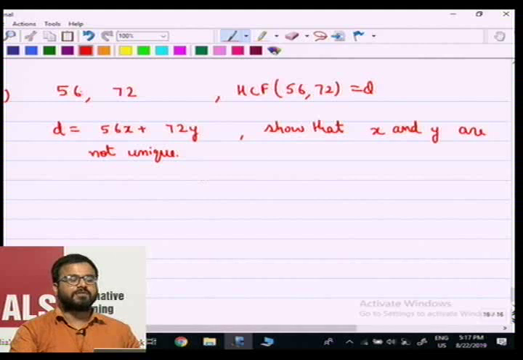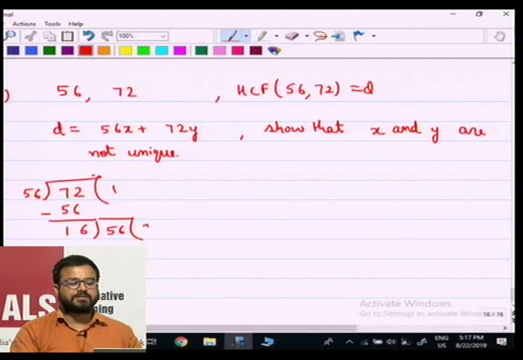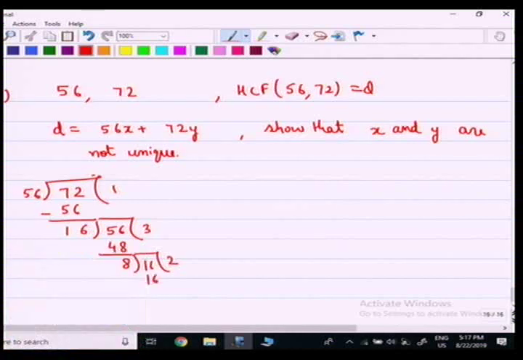So first of all we will figure out the HCF of this one. So 72 and 56. 56 1 times 56, then 16, 3 times 48, then 8, 2 times 16. So remainder is 0, so we can say 8 is the HCF. Now we will write the algorithm.